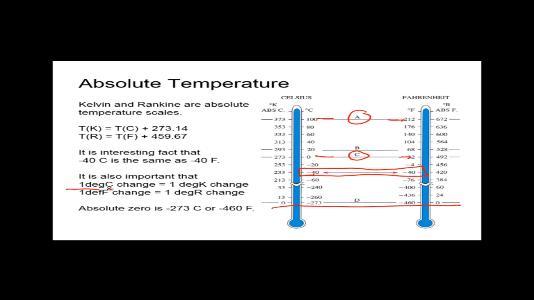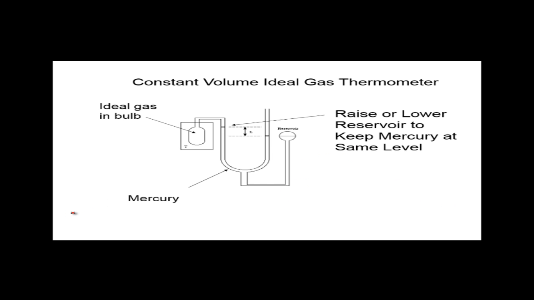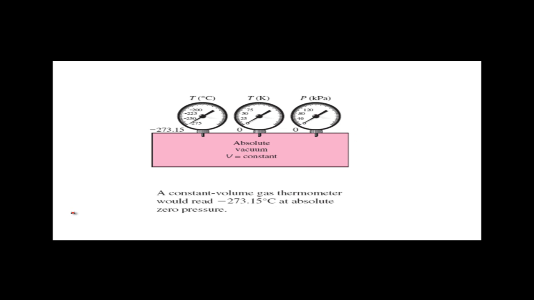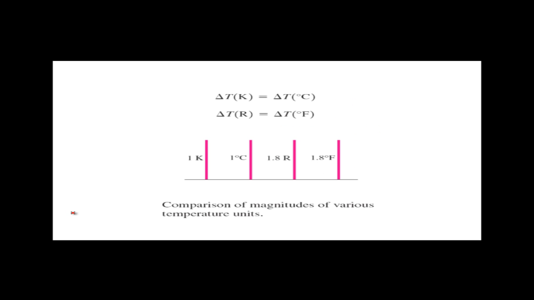Notice the temperature change of 1 degree C change is equal to 1 degree Kelvin change. 1 degree F change is 1 degree R change. We already talked about 1.8 degree F change is equal to 1 degree C change. All of those are very important. You need to master temperature. I'm going to talk about this later. All right, here is that comparison of the magnitudes of the temperature scale. So the same change in temperature, the same change from cold to hot, is 1.8 F is equal to 1 degree C change.